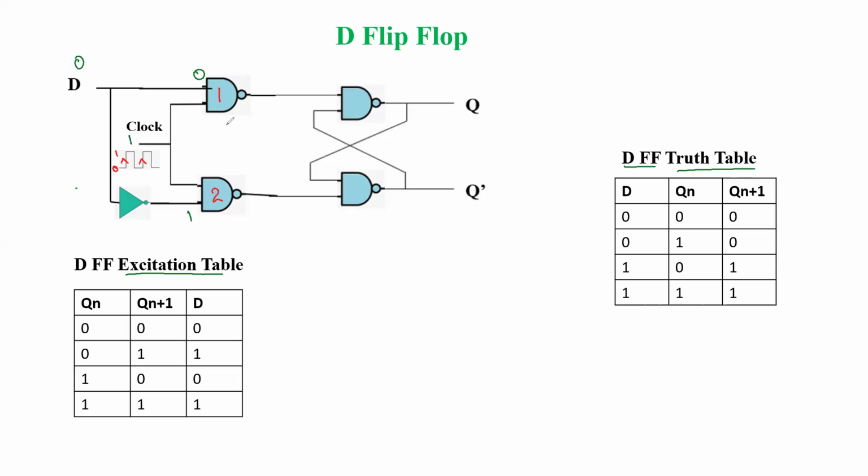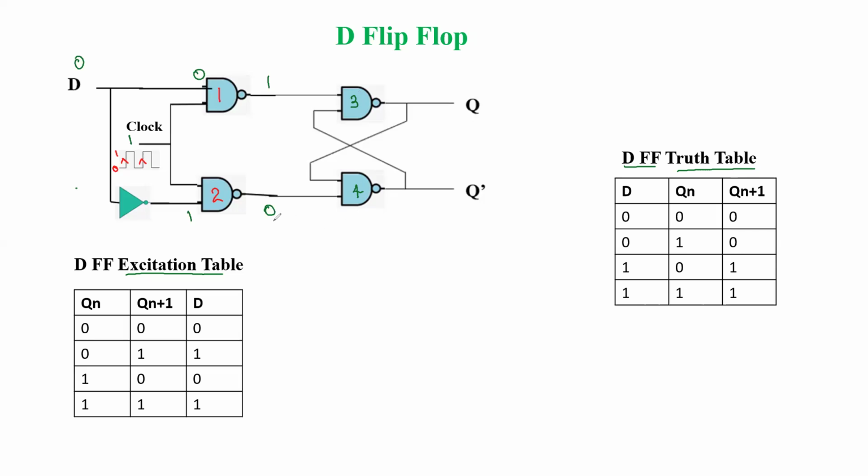Now, since the clock pulse is already 1, NAND gate 1 output will be 1 and NAND gate 2 output will be 0. From the NAND gate truth table, we know that if any input is 0, the output will be high. On that basis, we are going to see the operation of the latch. The cross-coupled NAND gates 3 and 4 form the latch combination. Whenever we design a flip-flop, the latch is the basic building block.